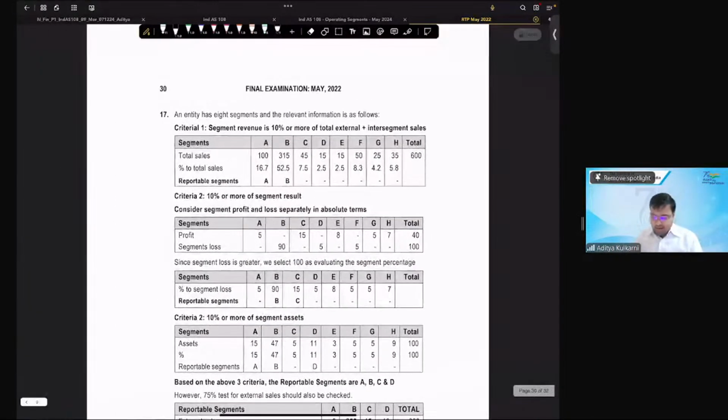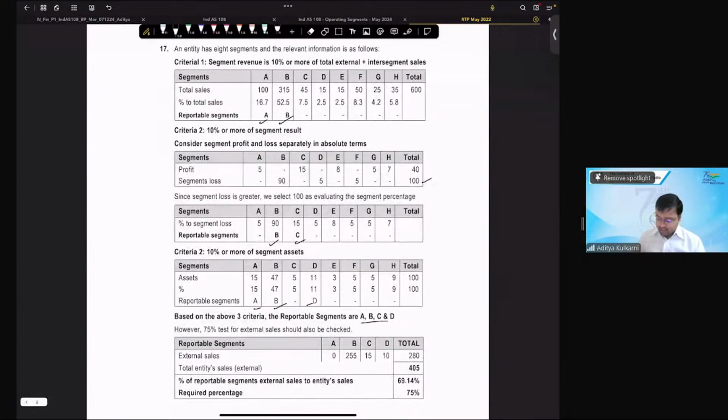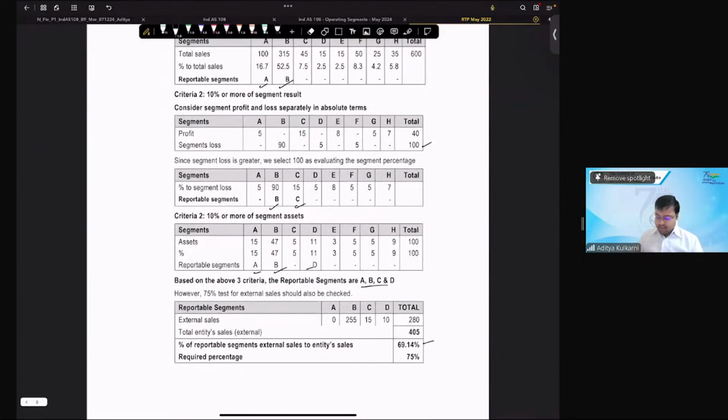Same way, for segment revenue, they have calculated the percentages. You can choose to do that. So A and B become reportable. Segment result, in absolute terms, 100 is greater, so B and C become reportable. Segment assets, A, B, and D become reportable. So A, B, C, and D. They are meeting only 69%.